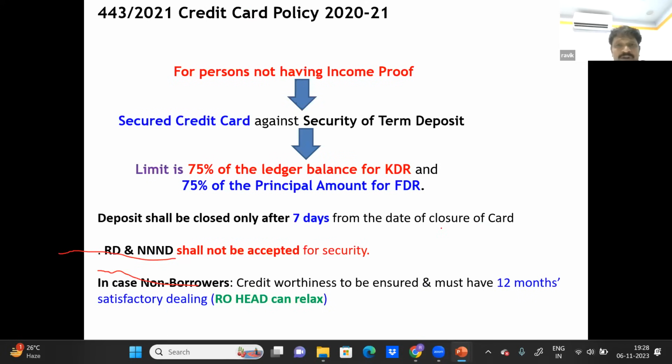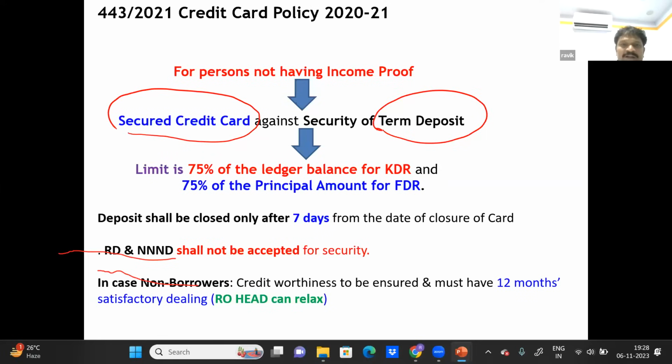Now, if any customer has no income proof, no income, but has a lot of deposits with you, then we can issue a credit card called a secured credit card. We take a term deposit and issue the credit card against it, just like a VSL.